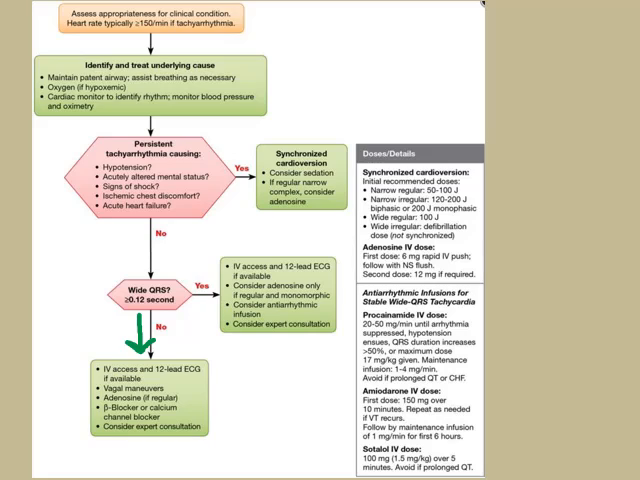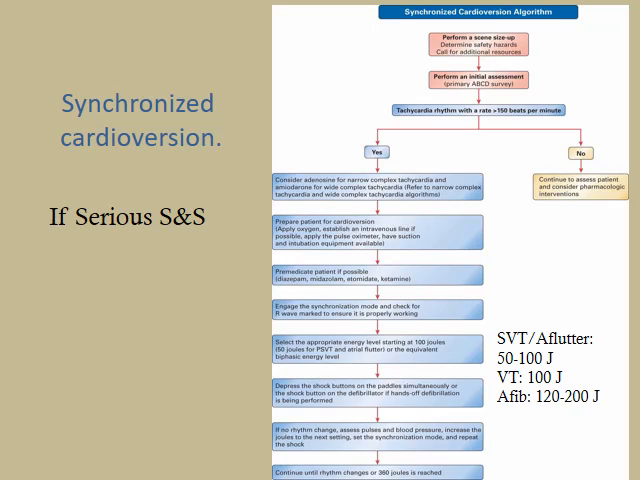So we're going fast, stable, and narrow with our algorithm today. Fast, stable, and narrow. Remember, if they are fast and unstable, they could be fast and wide or fast and narrow. But if they're fast and unstable, synchronized cardioversion. So set your energy level. We're going to hit that sync button and we're going to set our energy.